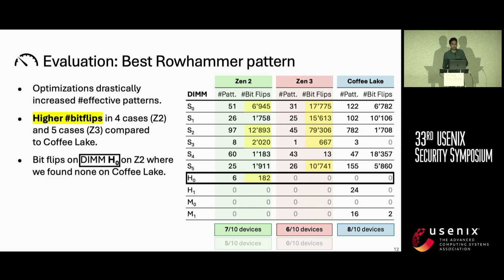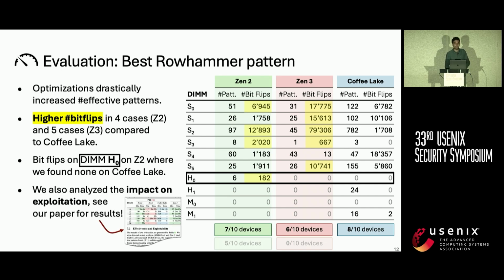We also have one device, H0 from USENIX, where we found bit flips where we could not find any bit flips on Coffee Lake. And we also analyzed the impact on the exploitation. Please see our paper for the results.